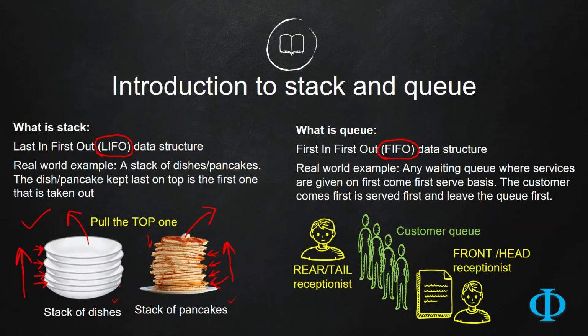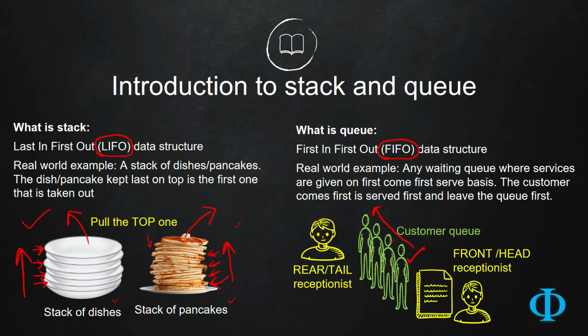Now let's try to visualize an example of a queue. Let's assume that the same restaurant is serving the best pancake in the city, and that's why there is a very long queue of customers in front of the restaurant. So that's exactly an example of a queue. The customer who comes first in the queue should be served first. The second one should be served second, the third one should be served third, and so on.